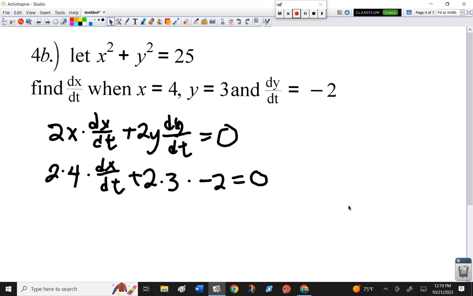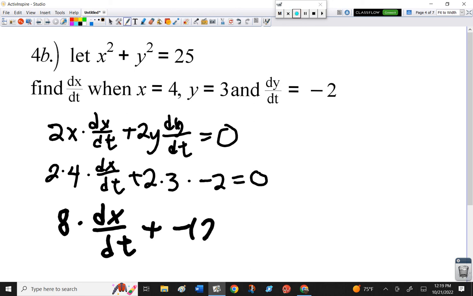I can make this a little bit smaller so I can write some stuff. All right, here we go. 4 times 2, from here on out, is going to be 8 times dx dt. Plus 2 times 3 is 6 times -2, which is -12, equals 0. I know some people go, can you just put -12? Yeah, I can put -12, but I didn't. So bear with me, ladies and gentlemen.